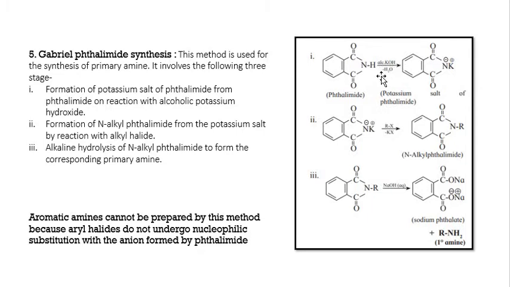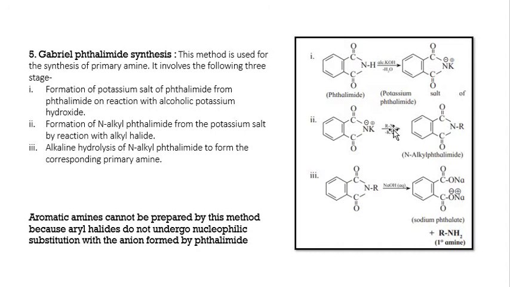What will happen in this reaction? This hydrogen is replaced by potassium metal, and hydrogen will take up the OH group and eliminate it in the form of water. So we obtain potassium phthalimide and water would be the byproduct. Now the second step is this N-potassium phthalimide will react with alkyl halide.